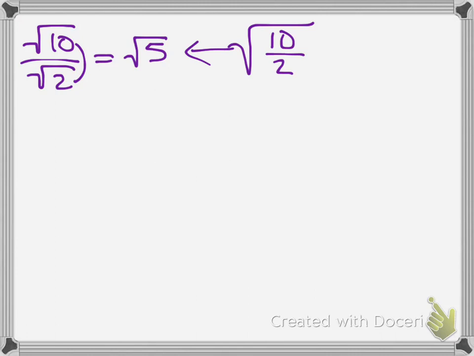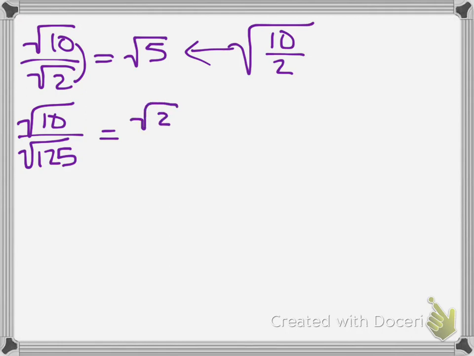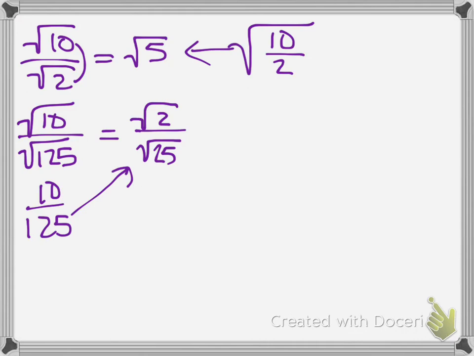Now, again, if you get something a little bit more difficult, say, here's one, square root of 10 over 125. You should get something like square root of 2 over 25. You're typing in 10 over 125 in your calculator, and that gets you 2 over 25. Again, there is no square root of 2, but there is a square root of 25, which is 5, and you're okay.